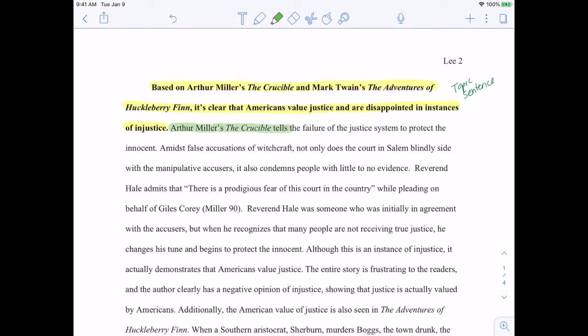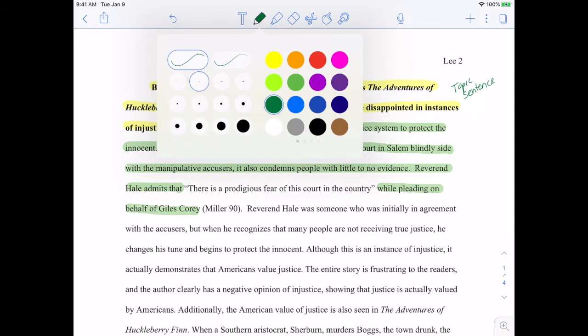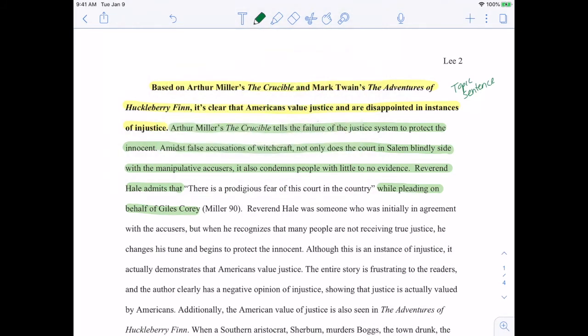Arthur Miller's The Crucible tells the failure of the justice system to protect the innocent. Amidst false accusations of witchcraft, not only does the court in Salem blindly side with the manipulative accusers, it also condemns people with little to no evidence. Reverend Hale admits that there is a prodigious fear of this court in the country while pleading on behalf of Giles Corey. Okay, so all of that right there is actually context.